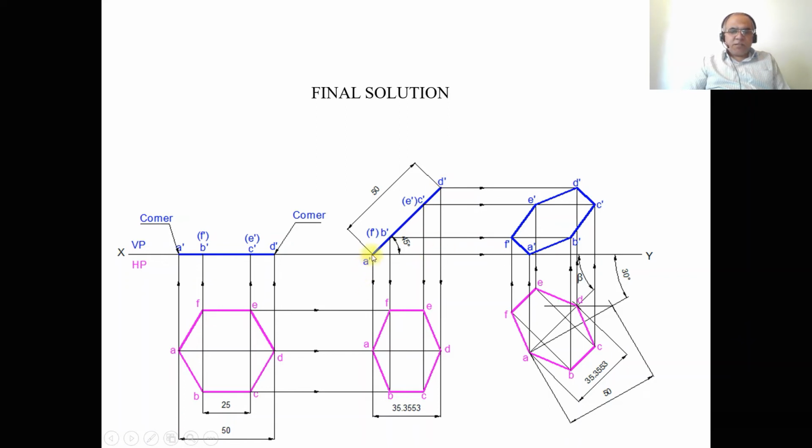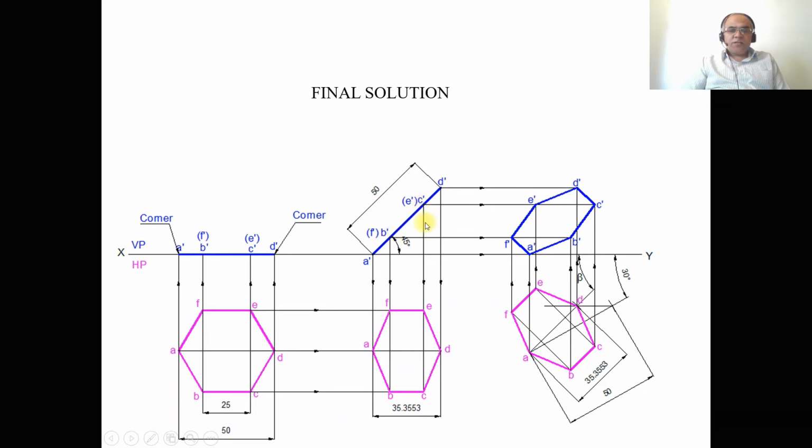Then draw a vertical projector from A dash and D dash to the top view and draw a horizontal projector from A and D. Both these two lines are going to intersect at this point, which you mark as small a, and this as small d. Similarly, draw a vertical projector from B dash and F dash and draw a horizontal projector from B and F. Both these two lines are going to intersect at this point and also at this point. You mark this point as b and this point as f.